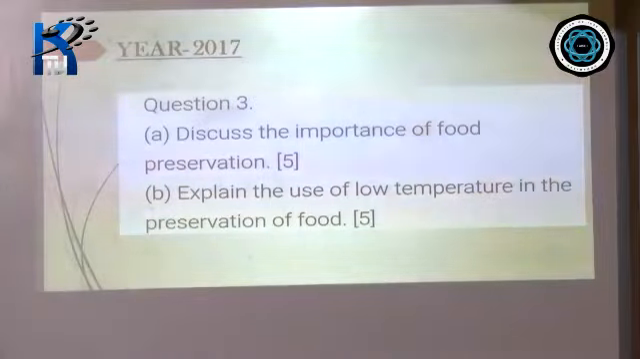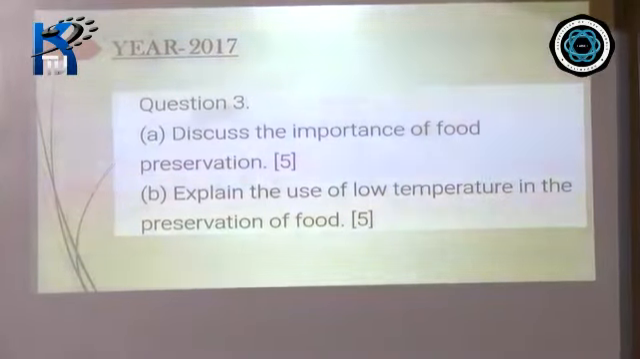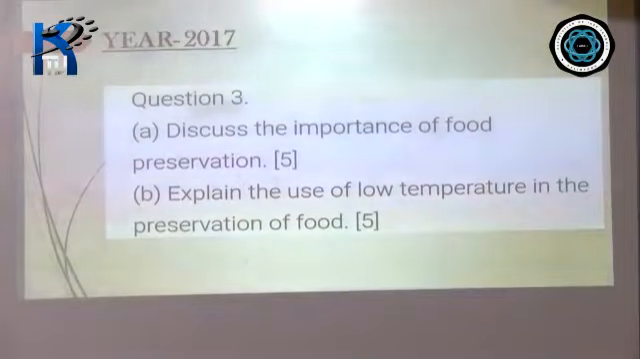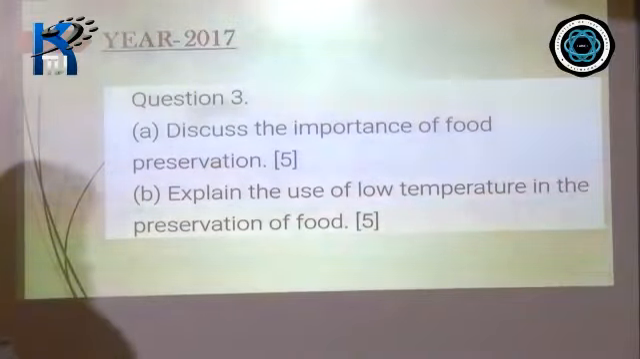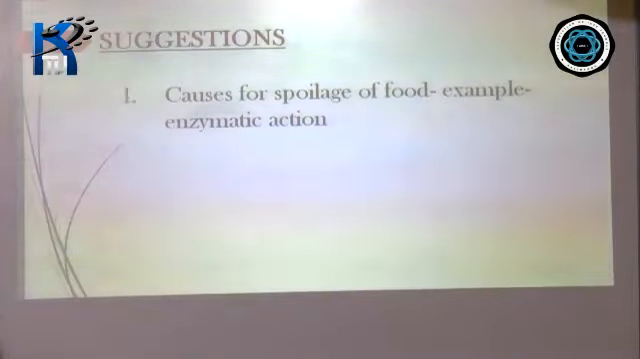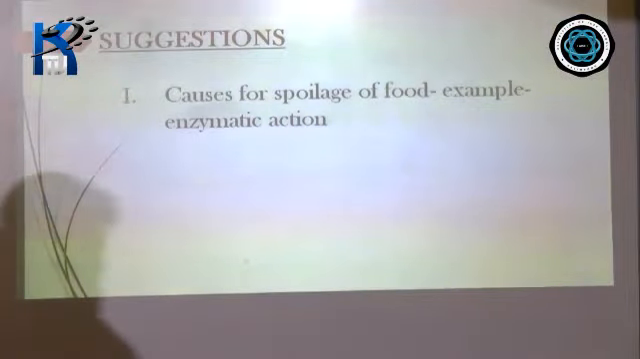A question based on this chapter asked was importance of food preservation for 5 marks, and why low temperature is used in the preservation of food, which we all know is because of the bacteriostatic method. In this chapter, I would like to suggest that please give importance to causes for spoilage of food by enzymatic action, one of the reasons. Principles of food preservation also may be asked this year.